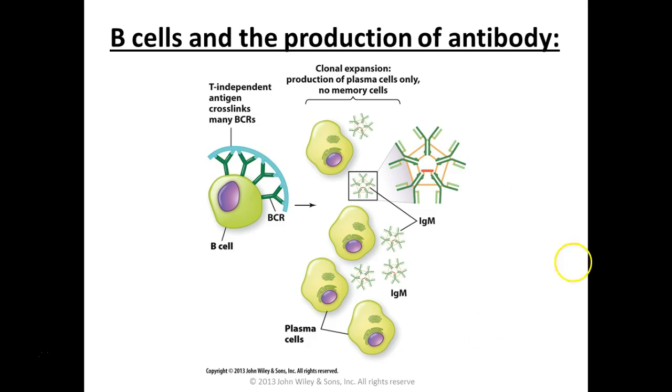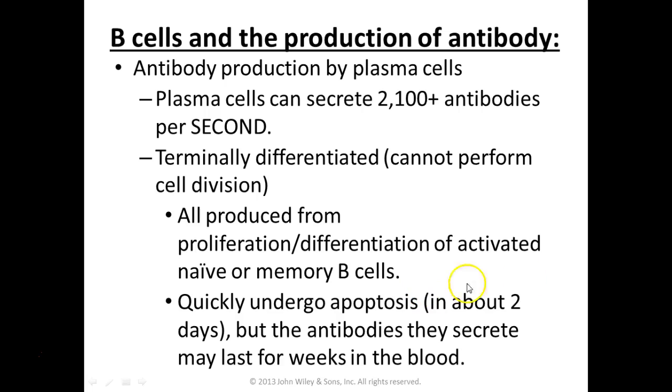So as I said, these guys are really big, right? So now we're gonna zoom in on antibodies and talk about the different components of this protein and how they work. So plasma cells can secrete 2,000 plus antibodies per second. It's pretty fast, right?